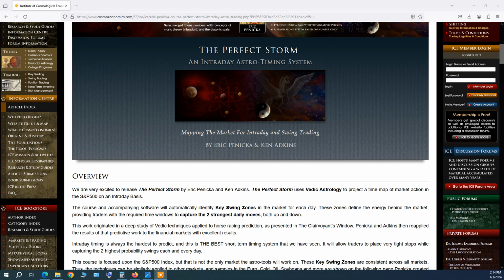And then along with that, there are a couple of math chapters which show how to do some price projecting, both price and time projecting, with some mathematical functions. You can see more on that if you go through and read the description on the Cosmoeconomics site.